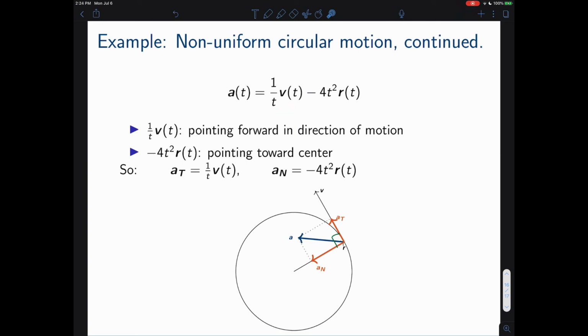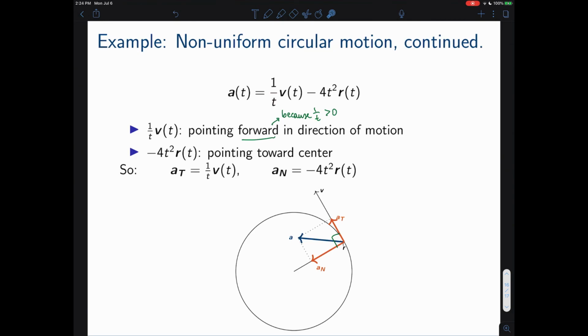The 1 over t v of t is pointing in the direction of motion, and it's pointing forward because 1 over t is a positive number. And minus 4t squared r of t is pointing towards the center. The r of t is pointing out, and minus r of t is pointing in. The 4t squared makes a scalar multiple, just like the 1 over t is a scalar multiple.